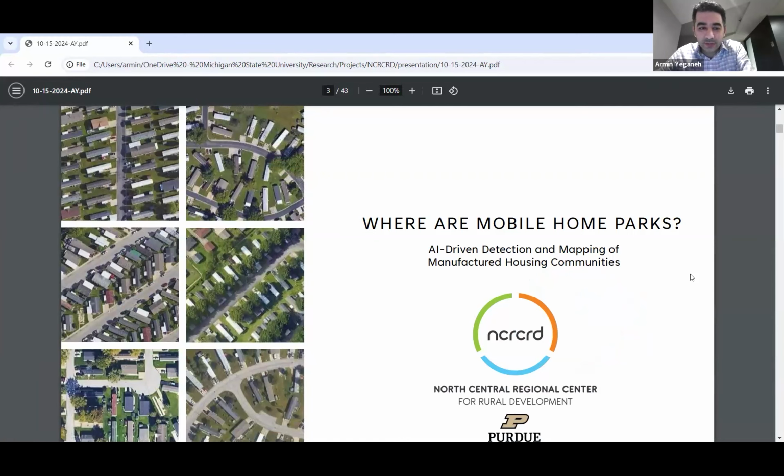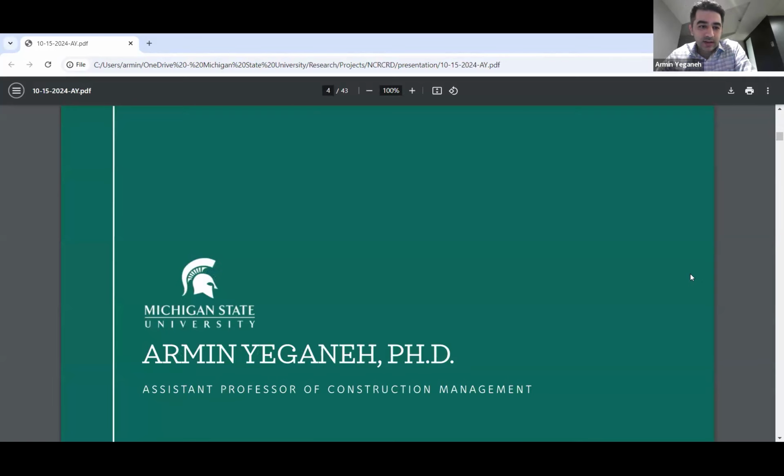The reason we started this project was that I felt the need to create a large data set of the locations and some physical characteristics of these affordable housing communities. And so I used some AI-driven methodologies to try to develop a way of detecting and mapping these communities across primarily the North Central region, and the methodology is applicable to pretty much any other state.